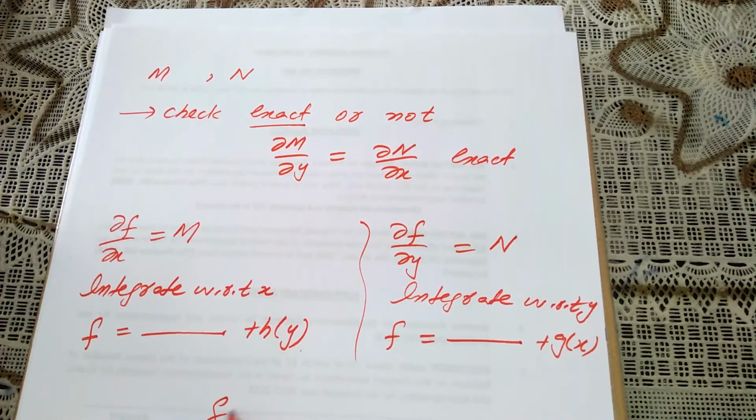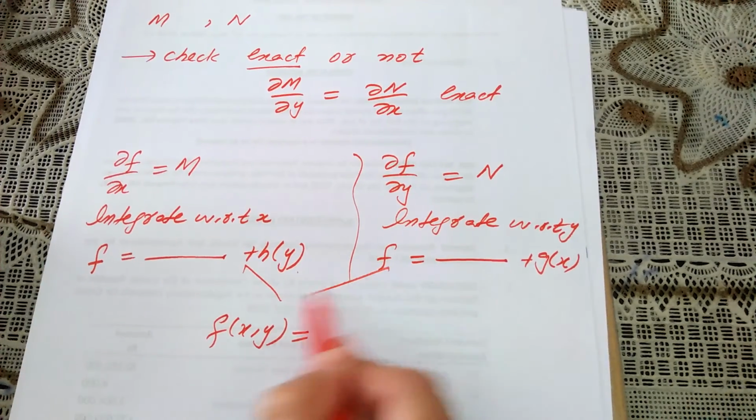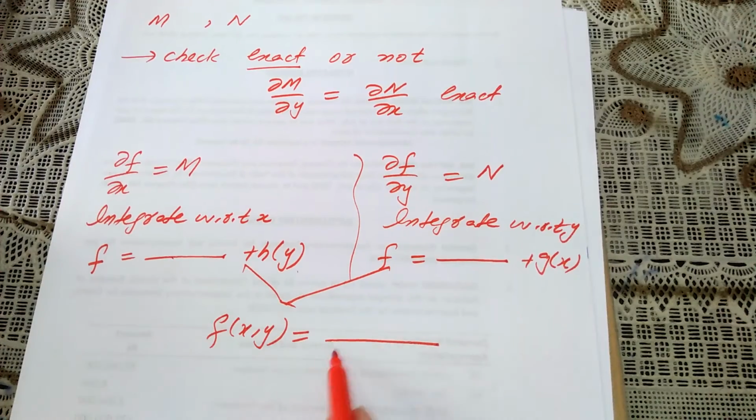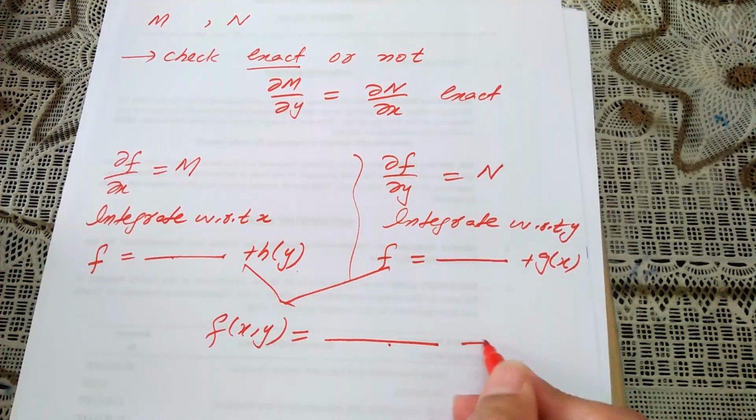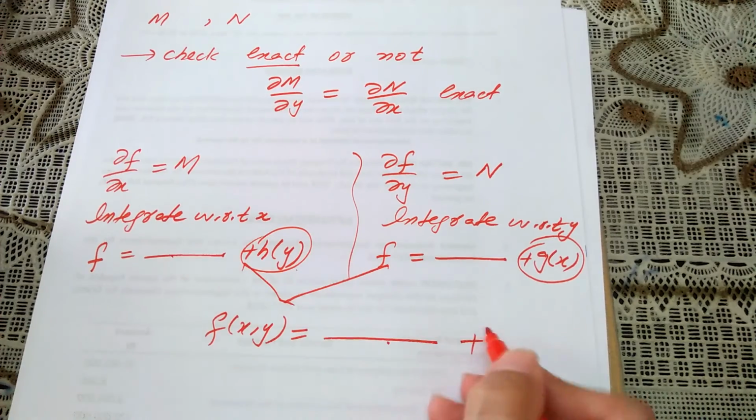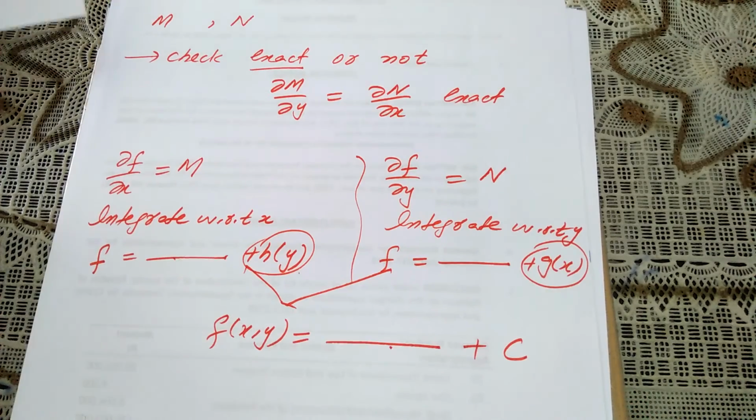Now you will write your combined answer for the solution from these two. Write all the functions here. Don't repeat the functions which are the same. And in place of g of x and h of y, you will write the constant of integration. So in this way you can solve your exact equation.